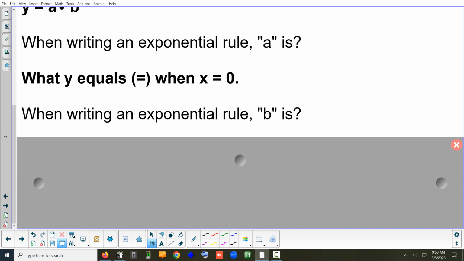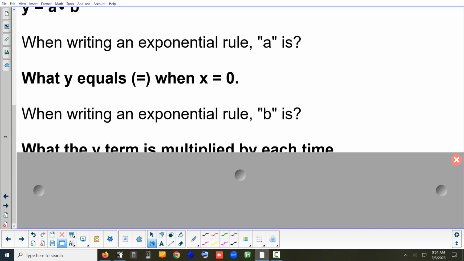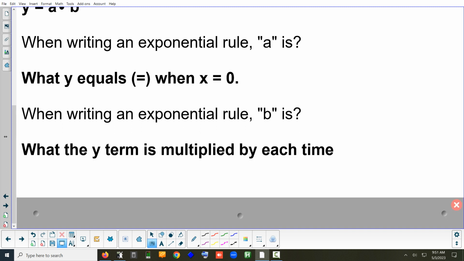And how do we get the b value? Someone remind me how we do that? Figure out the pattern for the y column. Yep, you got to figure out the pattern, and the pattern has to be what operation to be exponential? Has to be multiplication. If the pattern was addition, like you did plus 2, plus 2, plus 2, that's not exponential, that's a straight line. Okay, the pattern has to be multiplication. So it's what the y value is multiplied by each time.